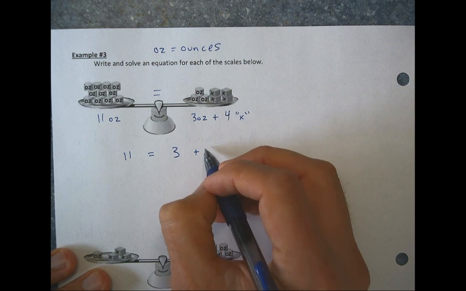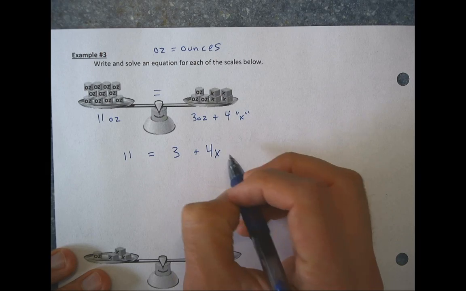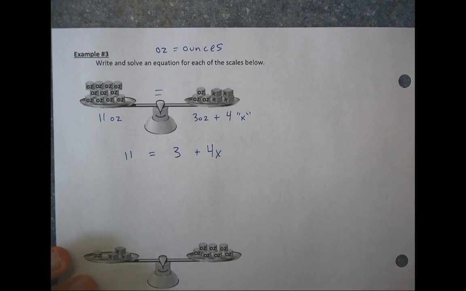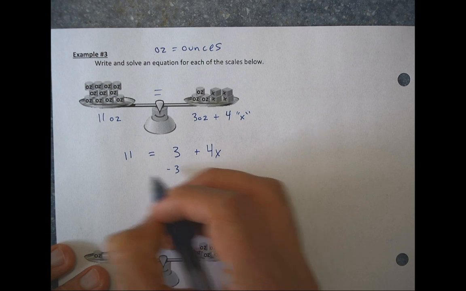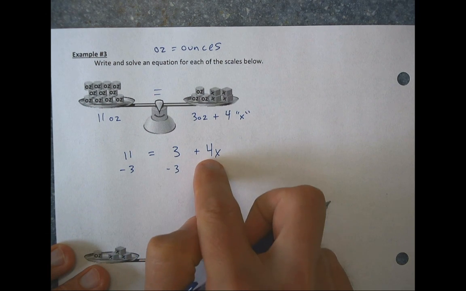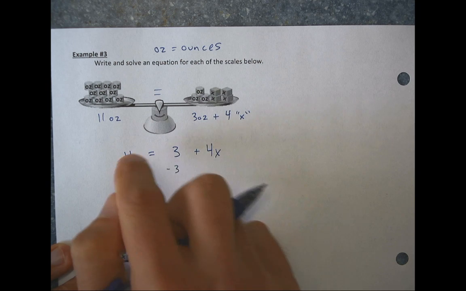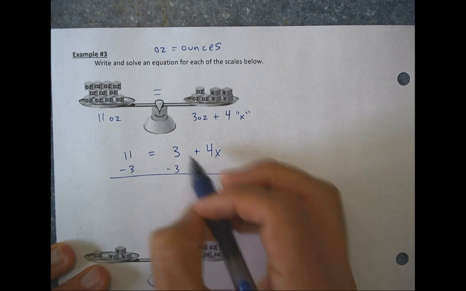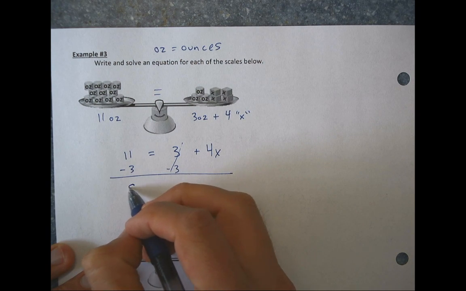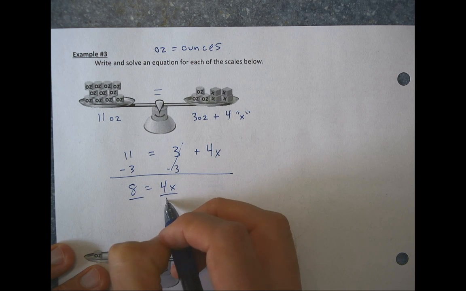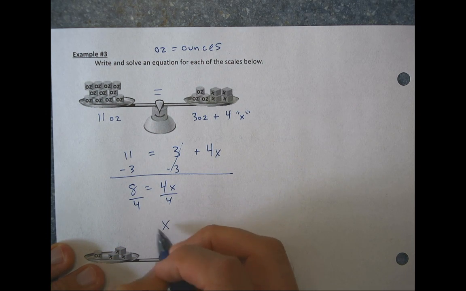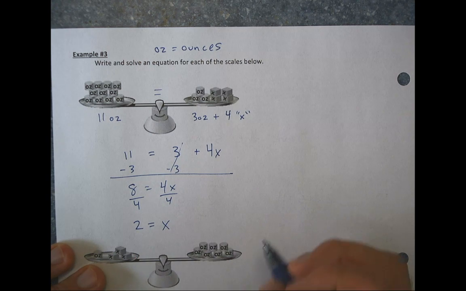We don't know what those are. So the unknowns are your variable. And so we're just going to call it x. We would solve for this. So of course we're going to minus 3 on both sides. Again, you could divide by 4, but why would I want to divide 3 by 4 and 11 by 4? I don't. So I'm going to get 8 equals 4x. Divide by the 4, and x equals 2.